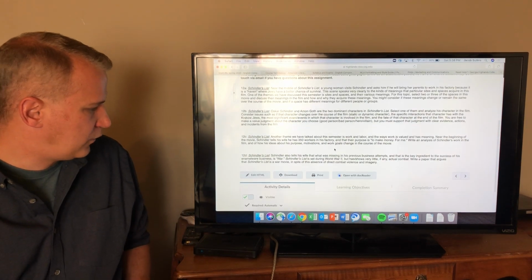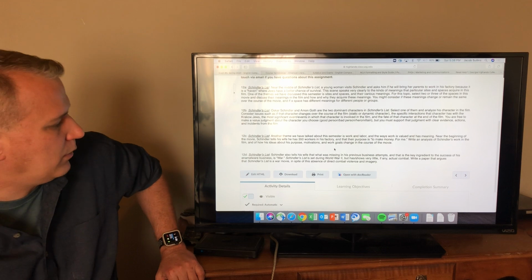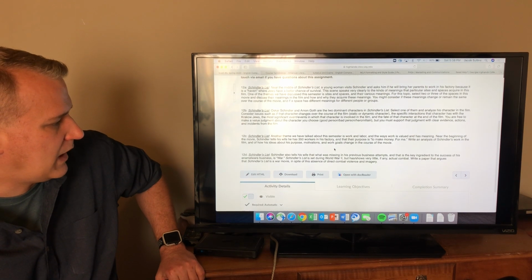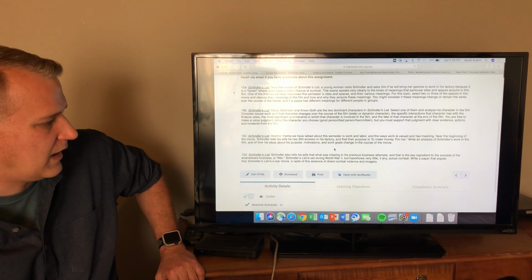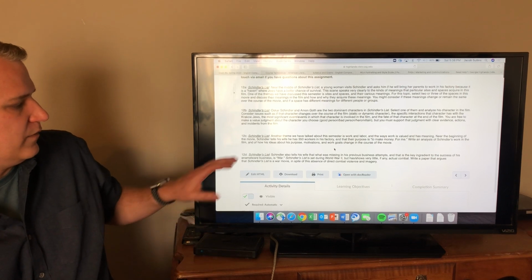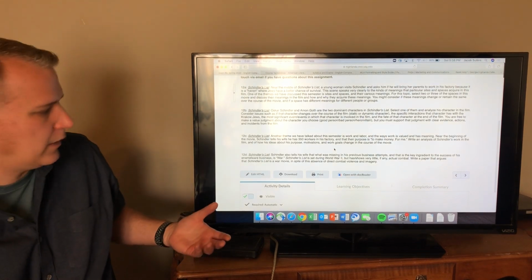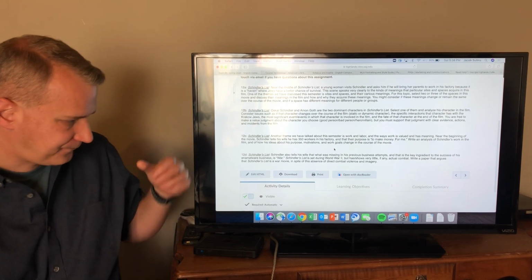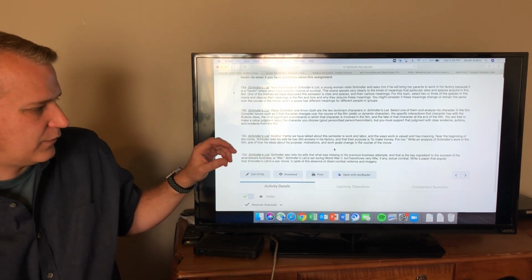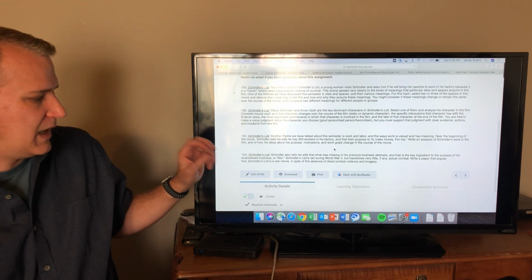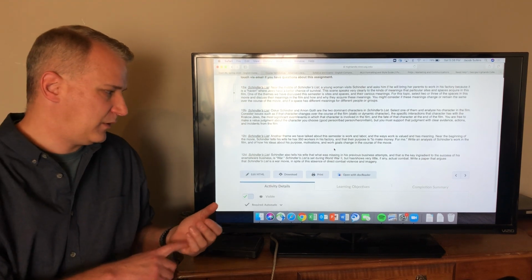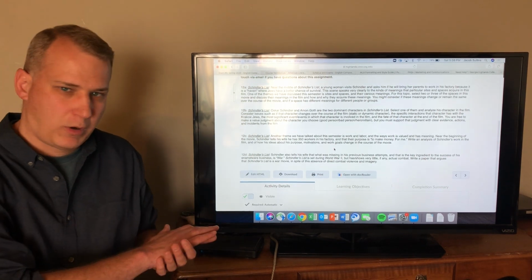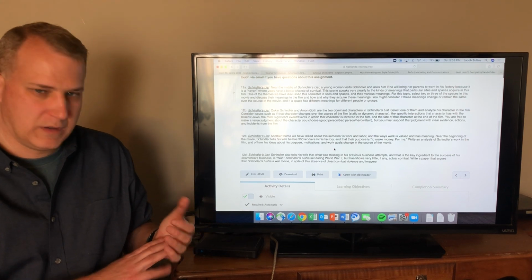The third one, 12C. Another theme that we have talked about this semester is work and labor, and the ways that work is valued and has meaning. Near the beginning of the movie, Schindler tells his wife he has 350 workers in his factory and that their purpose is to make money. Write an analysis of Schindler's work in the film and of how his ideas about his purpose, his motivations, and his work goals change in the course of the movie.